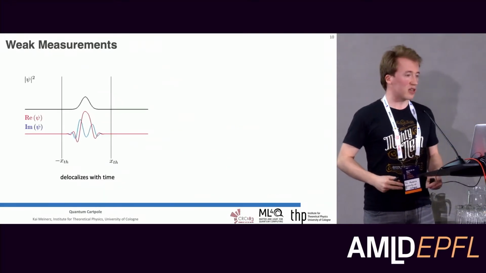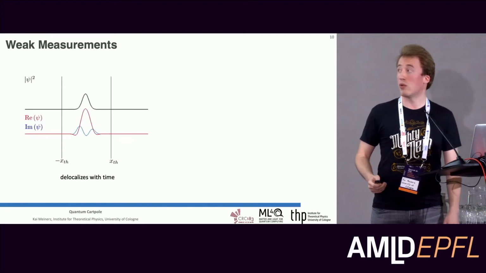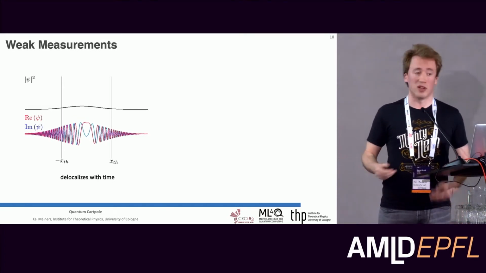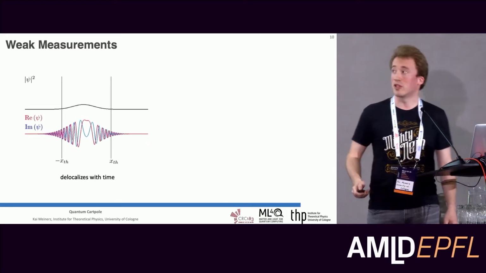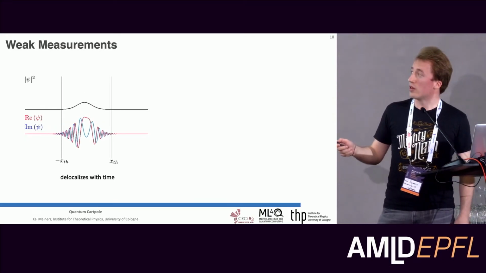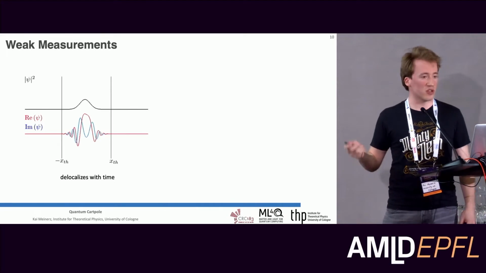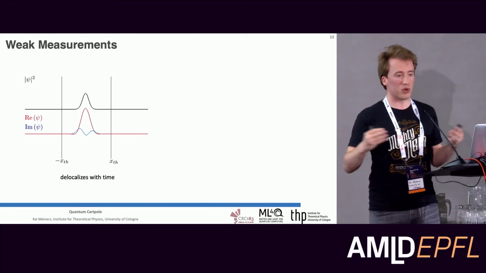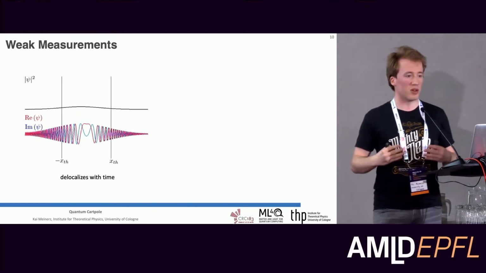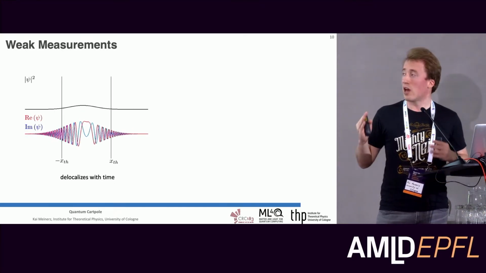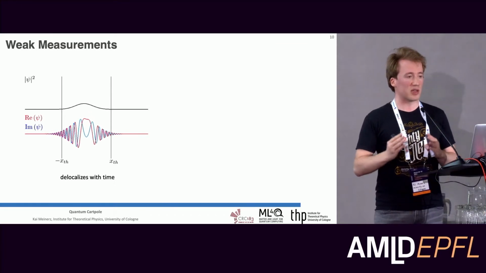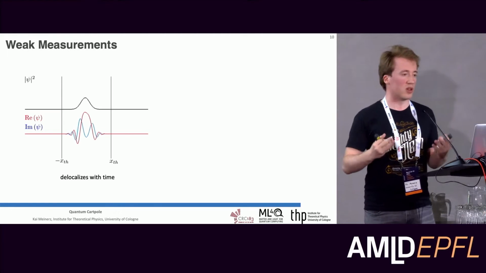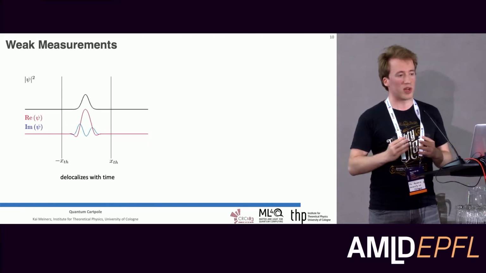The second problem is that if we just place our wave function on top of this inverted potential, it will delocalize over time. On the top, we have the probability distribution of the wave function. On the bottom, we have the real and the imaginary part, and you can see it just spreads out over time. What we want is for the wave function to remain at a constant shape over time, so we need some method which causes the wave function to contract.